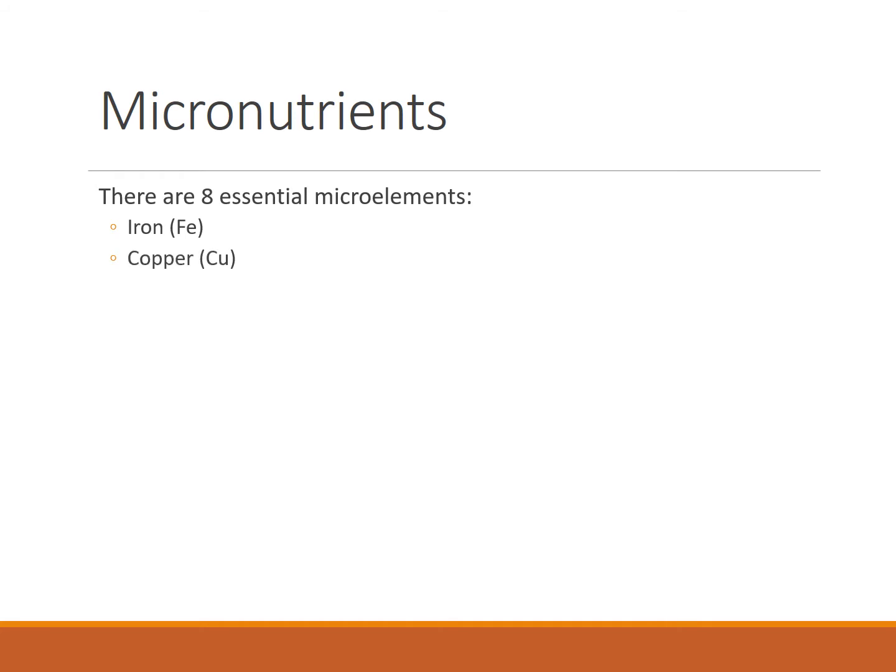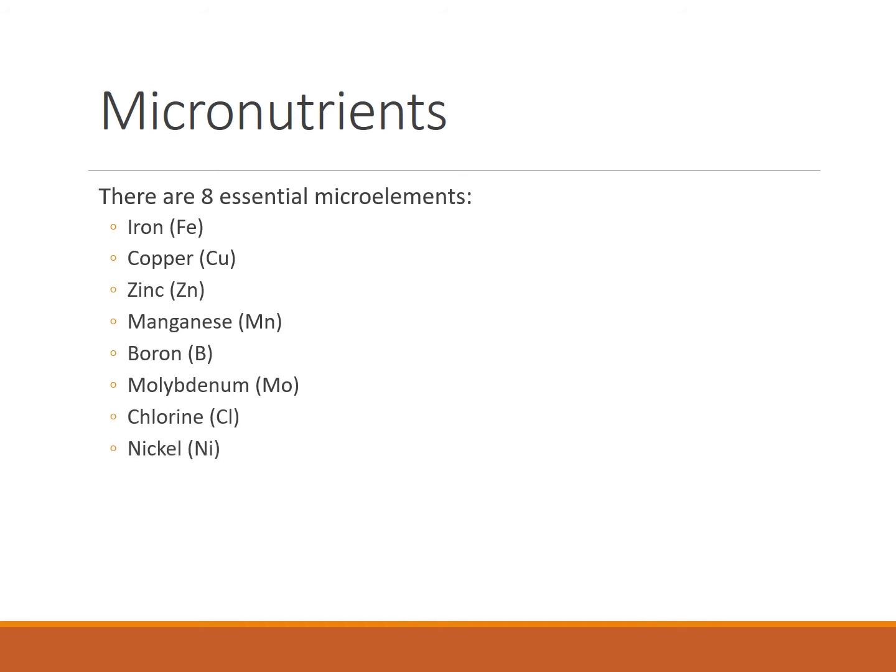copper, zinc, manganese, boron, molybdenum, chlorine, and nickel. Let's add up all these categories of nutrients and see how many total nutrients are essential for plant growth.